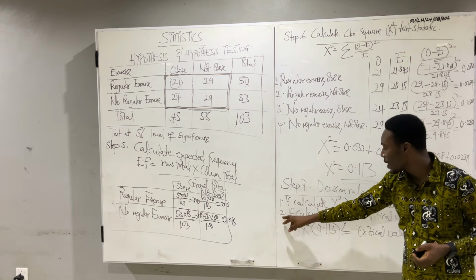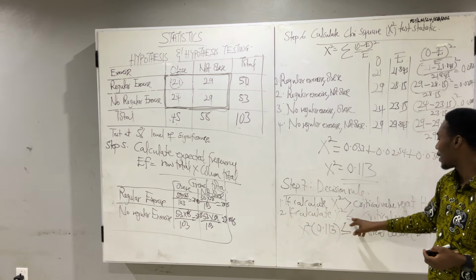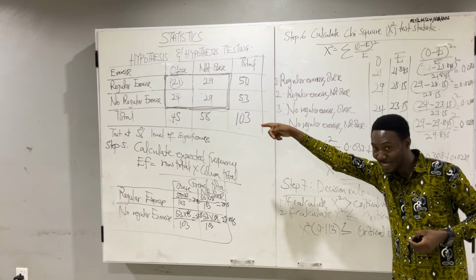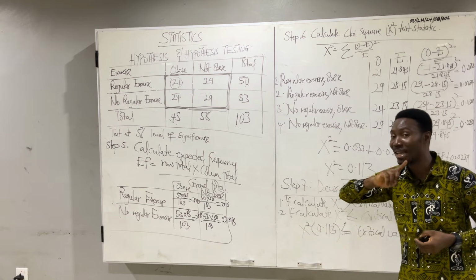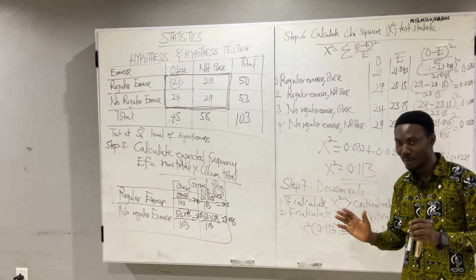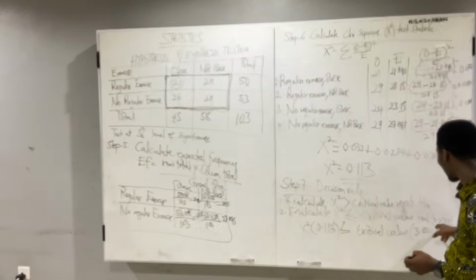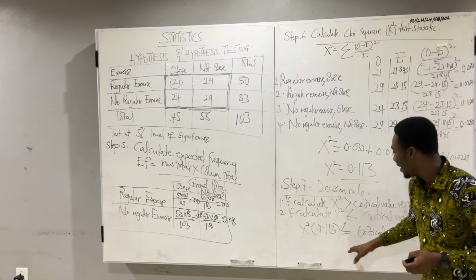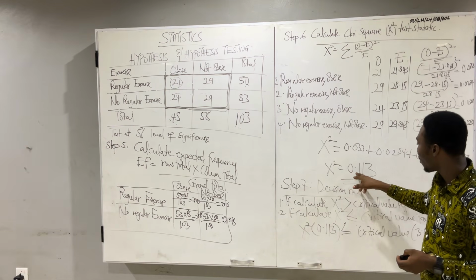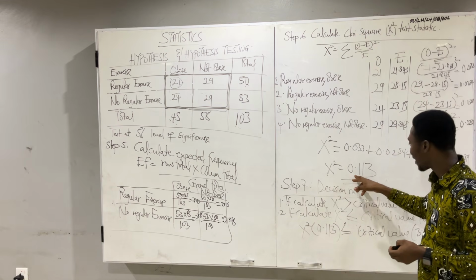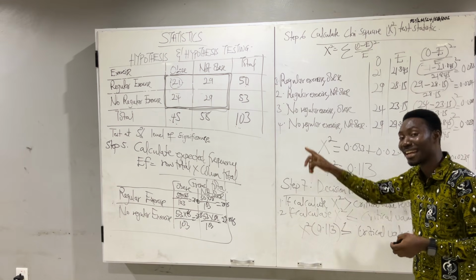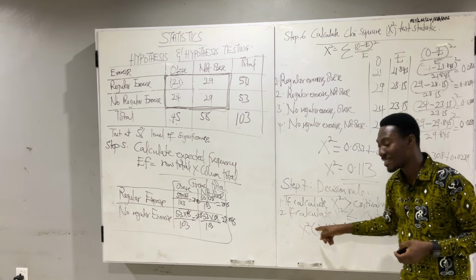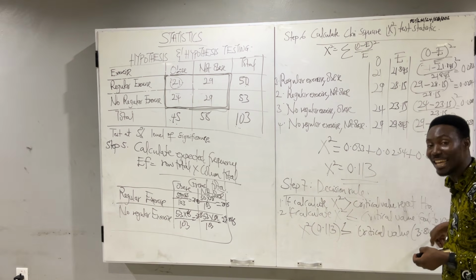Decision rule 2 says that if your calculated chi-square is less than or equal to the critical value, fail to reject, meaning accept. And remember I told you we don't use the word accept. That's why the decision rule is worded like that. Here, our calculated chi-square, 0.113, is smaller than the critical value. It means we fulfilled decision rule 2, so we fail to reject H0.